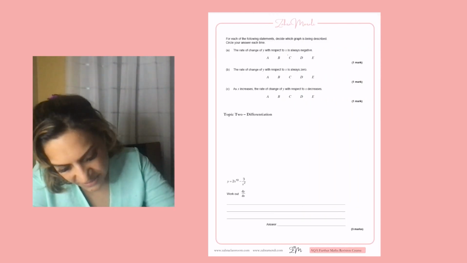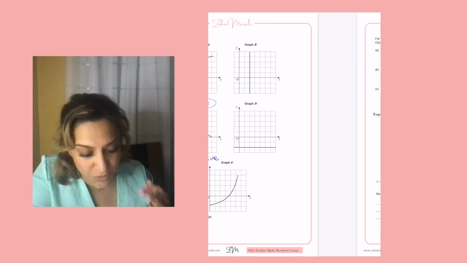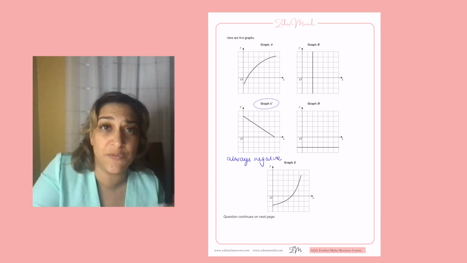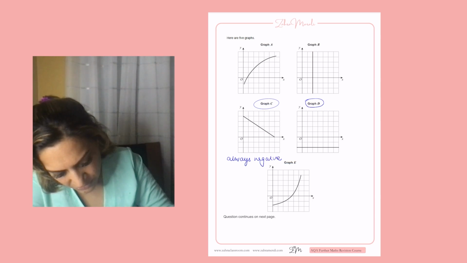Okay, the next bit says is always 0. So exactly like we just drew the other one, we're essentially looking for a horizontal straight line. So we've got this one here. So this is always 0.